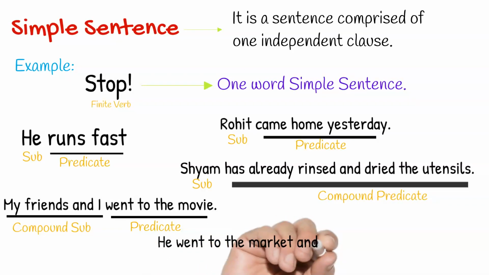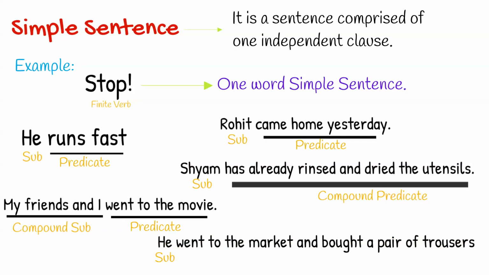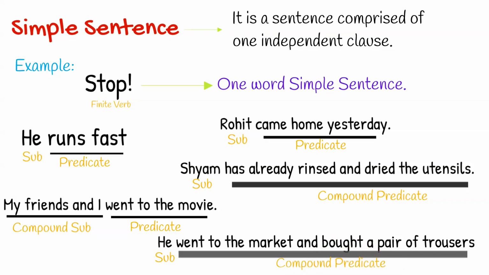Next. He went to the market and bought a pair of trousers. He is the subject. Went to the market and bought a pair of trousers are the predicates. These two predicates comprise the compound predicate. Subject and compound predicate form the sentence here.